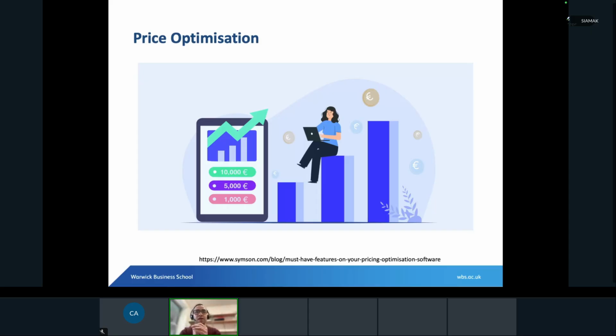Let's start with a simple example to see how nonlinear programming works. The example that we have here is price optimization. So here you can see that in this figure, what we have is the price of a product.